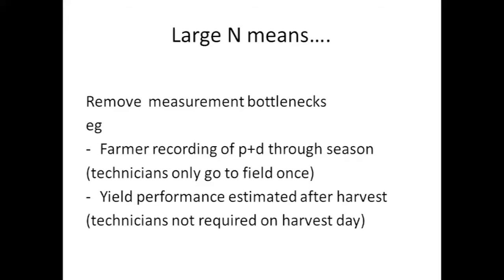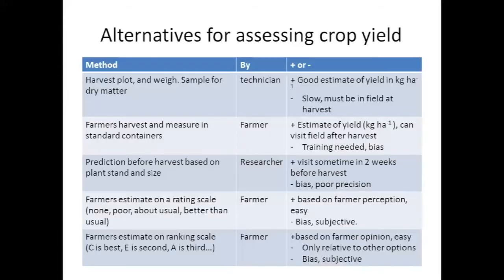So the way you avoid that is don't measure yield at harvest. Now that's a surprising recommendation for many people. If crop yield is the most important response you have, why am I recommending not measuring yield at harvest? What I'm suggesting is that there are alternatives to the traditional way of doing it. And here are just a few of them.